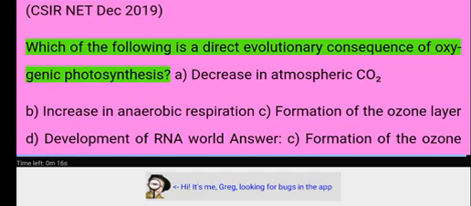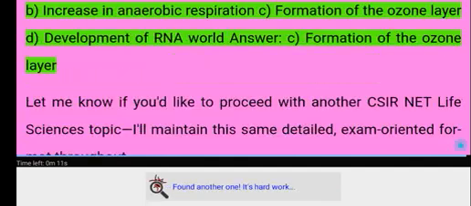CSIR-NET December 2019. Which of the following is a direct evolutionary consequence of oxygenic photosynthesis? A. Decrease in atmospheric CO2. B. Increase in anaerobic respiration. C. Formation of the ozone layer. D. Development of RNA world. Answer. C. Formation of the ozone layer.